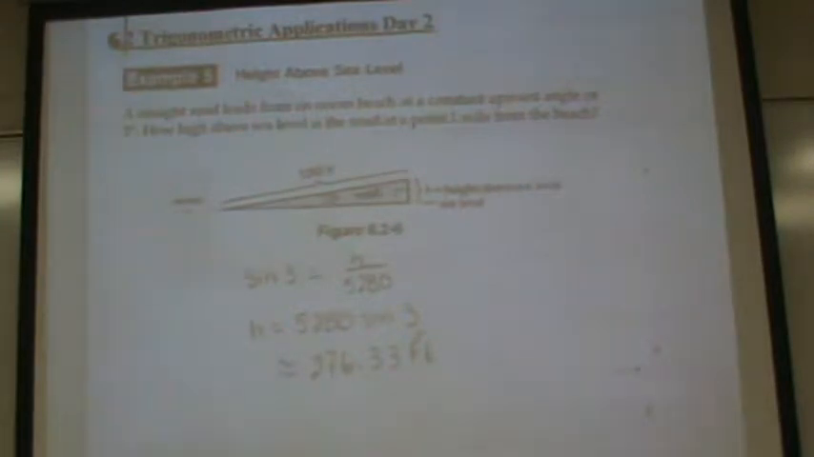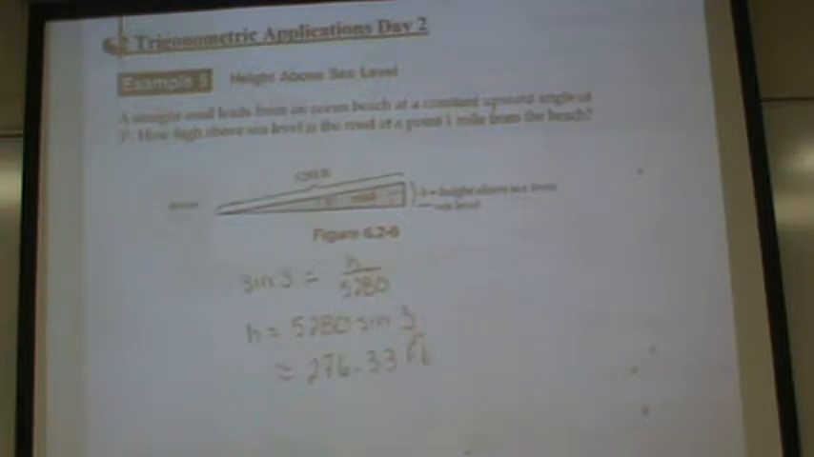And that's all that's asking for. So it's approximately 276.33. It's not actually equal to 276.33, because we rounded it.